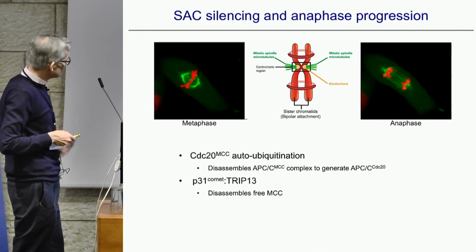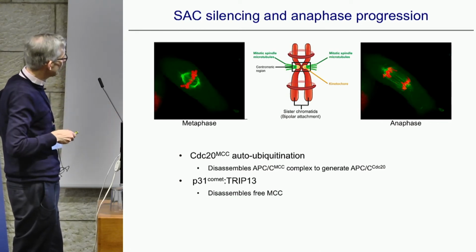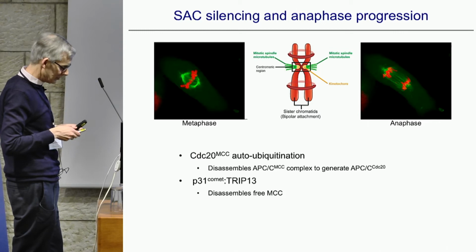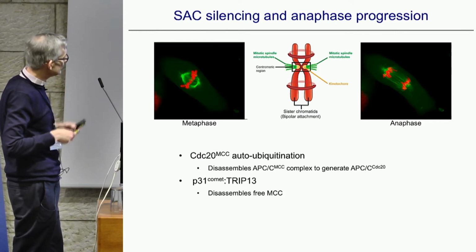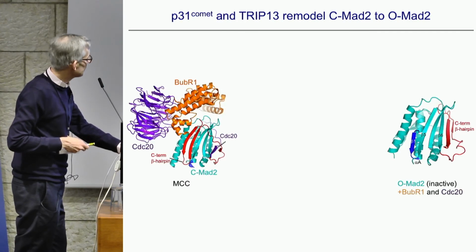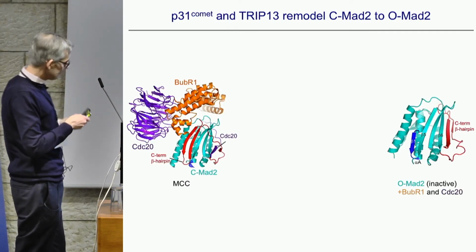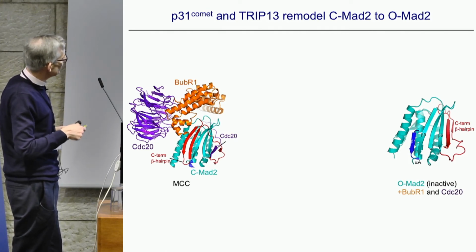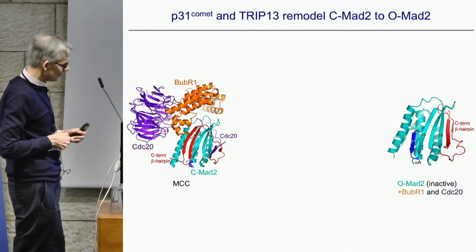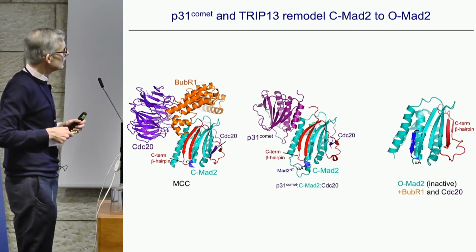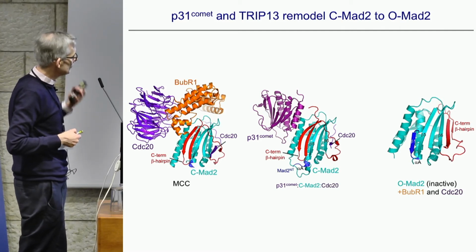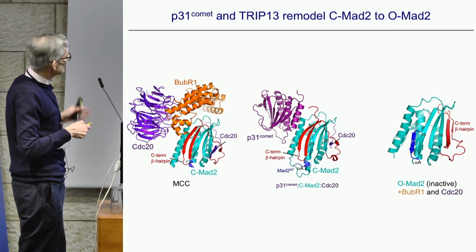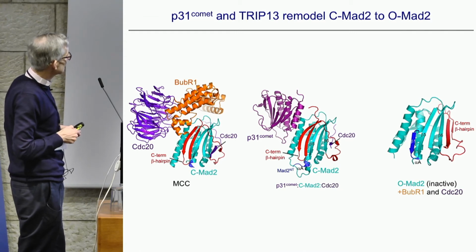And this is also work from Avram Hershko, who discovered that p31 comet and TRIP13 can reactivate the APC after a checkpoint arrest. And he also showed that this is an ATP-dependent process. So what happens here is that the MCC is disassembled into its constituent components, and the closed MAD2 conformation is converted to its open, inactive conformation. This process is catalyzed by TRIP13, an AAA plus ATPase, which requires ATP, and is mediated by an adaptor protein called p31 comet, which brings the MAD2 to the TRIP13 AAA plus ATPase.